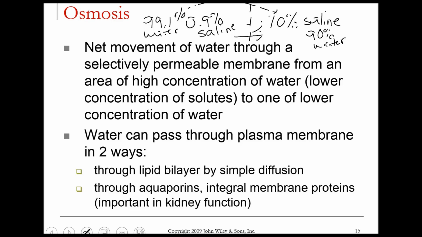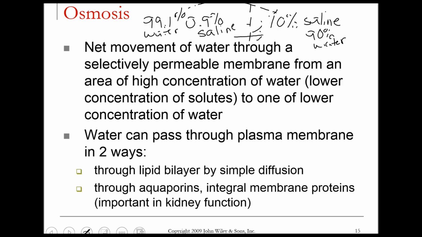Water can pass through these plasma membranes in two ways. So far, I've only talked about it going through the lipid bilayer by simple diffusion. But remember, water is slightly polar. So it's slightly polar, but it's fairly small, so it can slip through the phospholipid bilayer, but not that well. There are also channels that will allow water to flow through fairly easily.